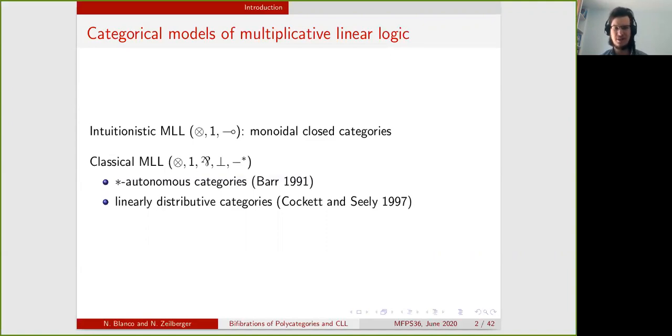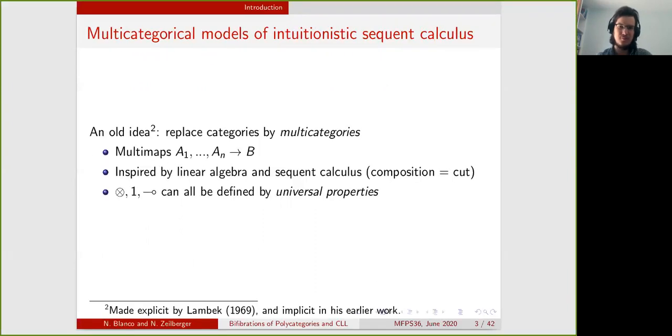And in both cases, the idea is that you will ask for two monoidal structures on your category that will interpret the tensor and the par, and a monoidal duality between those that will interpret the negation. Another way of interpreting logic in a categorical setting is by using multicategories. Multicategories have been introduced by Lambek to interpret intuitionistic sequent calculus.